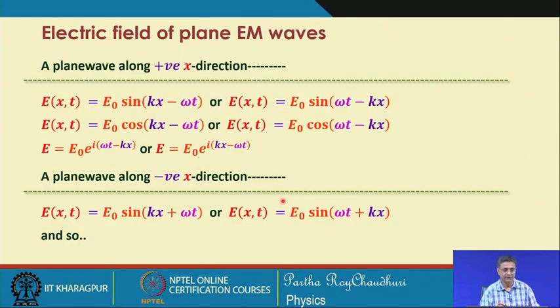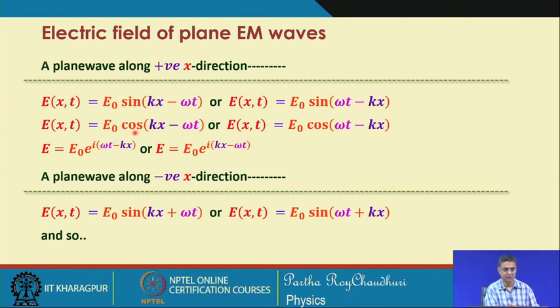Now, the electric field of a plane electromagnetic wave which is propagating along the positive x direction, we can write that as E equal to E 0 sin(kx minus omega t), or you can write E(x, t) equal to E 0 sin(omega t minus kx). These are the various ways of writing the electric field of a plane wave.